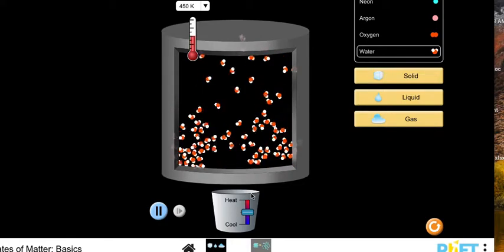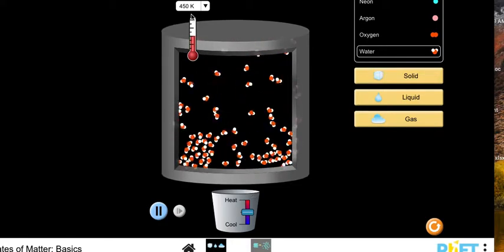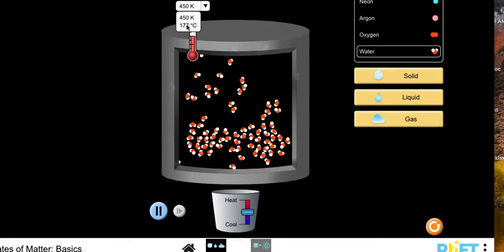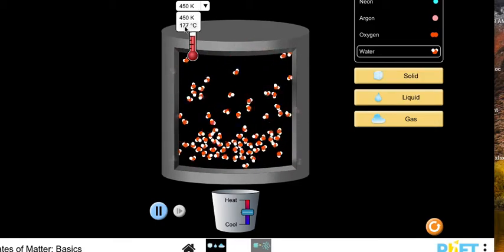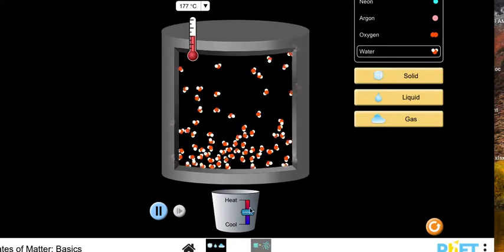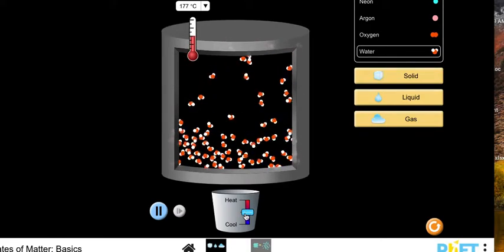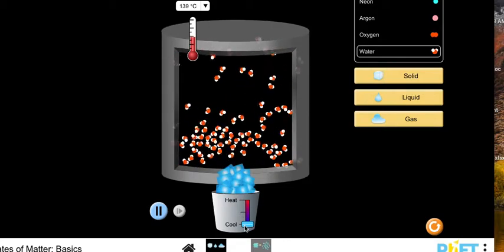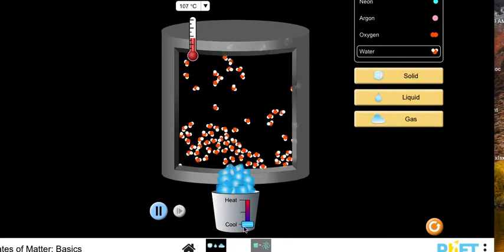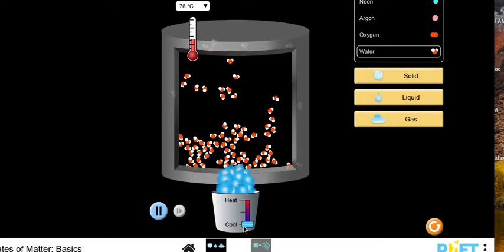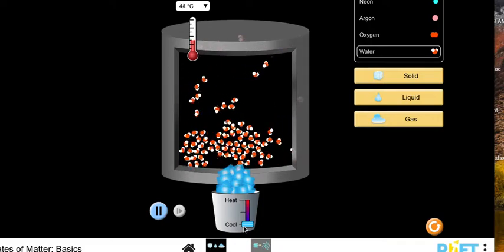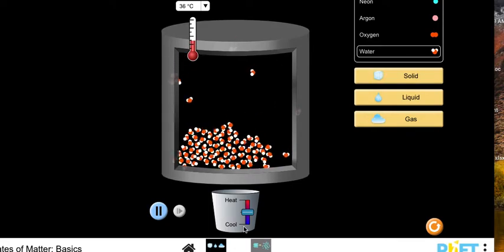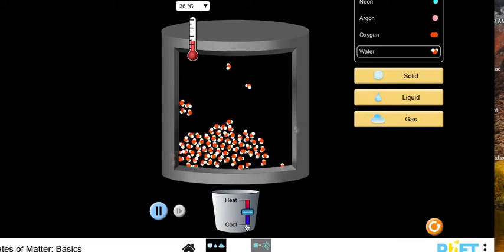Now right now, I've raised the temperature to 450 Kelvin, which is 177 on the Celsius scale, which is more than the boiling point. Now if I cool it, what's going to happen to the molecules? They're going to slow down, and you'll be able to see them start to slow shortly. So now we're cooling down. We're in a temperature that should create liquid water, 36 degrees Celsius. That's about body temperature, the same temperature as your body.